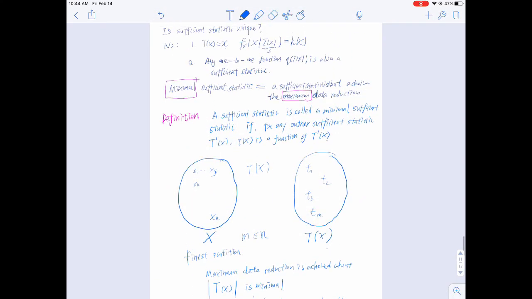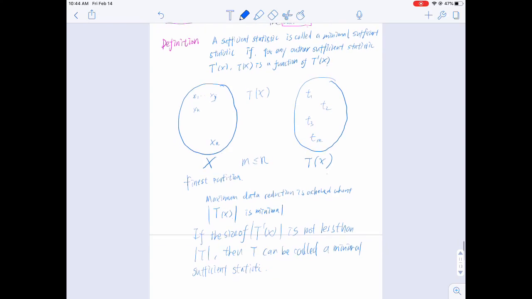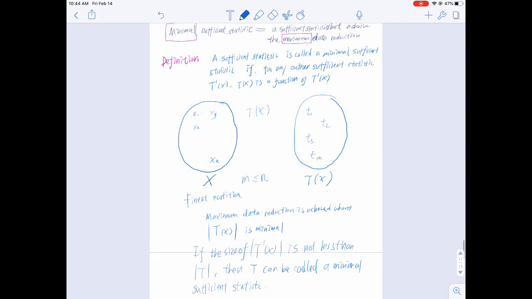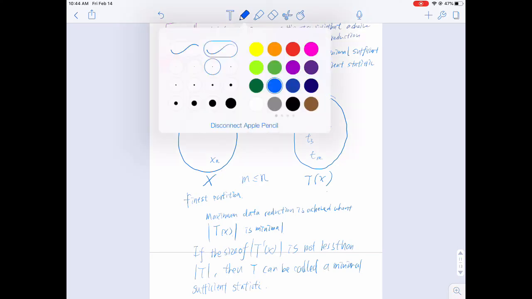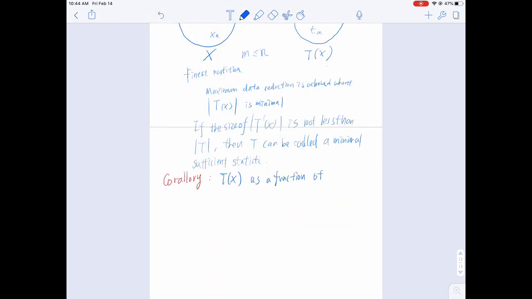Minimal sufficient statistic can also be defined in other ways. So let's look at this corollary together. Basically, a sufficient T(x) is called a minimal sufficient statistic if for any other sufficient statistic T'(x), T(x) is a function of T'(x).